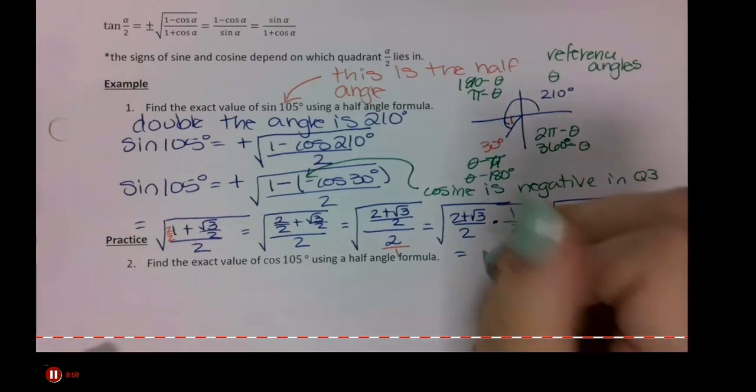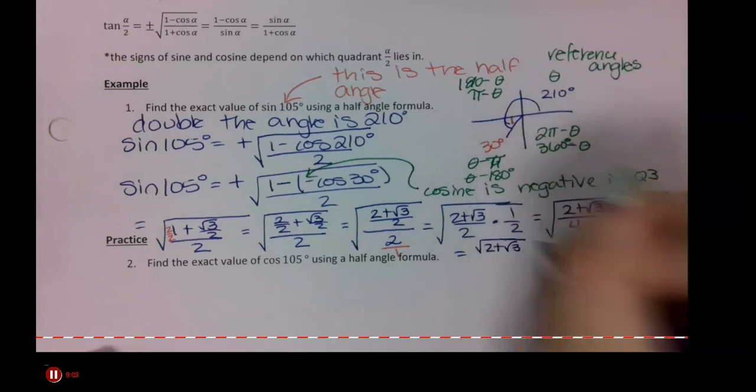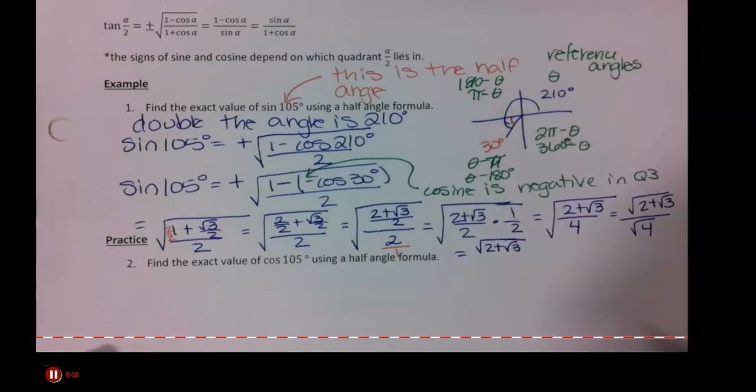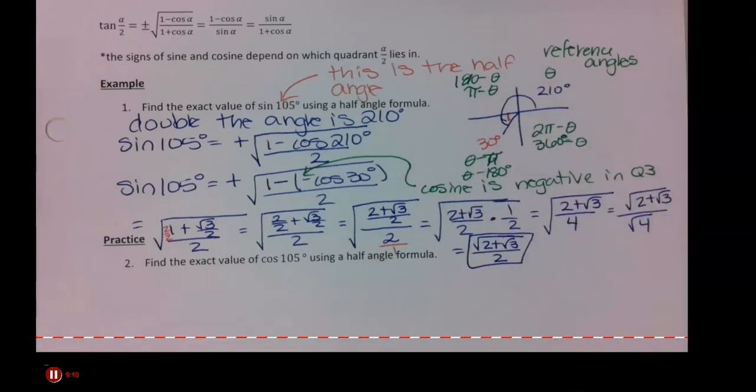So I can't do anything with the radical in the radical. That's just going to stay. But the square root of 4 gives me 2. And this is my final answer.